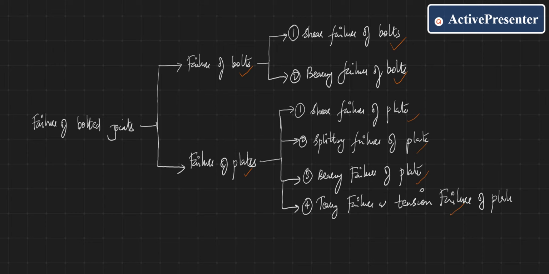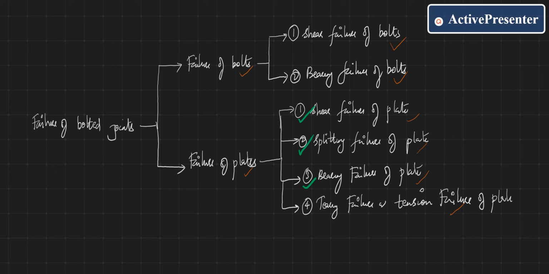Out of this, the shear failure of plate, the splitting failure of plate, and the bearing failure of plate can be avoided if we provide sufficient end distance. That is, by providing proper end distance, we can prevent these three failures. So in design of a bolted joint, we have to consider the remaining three failures.